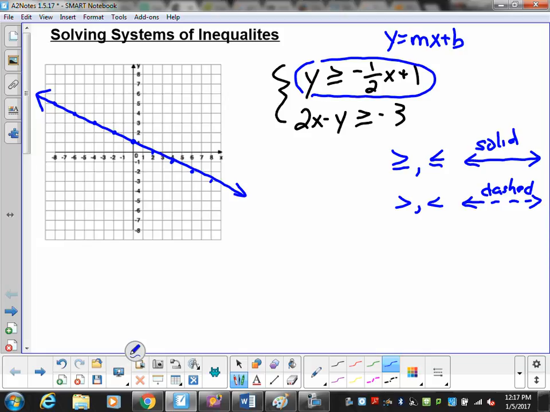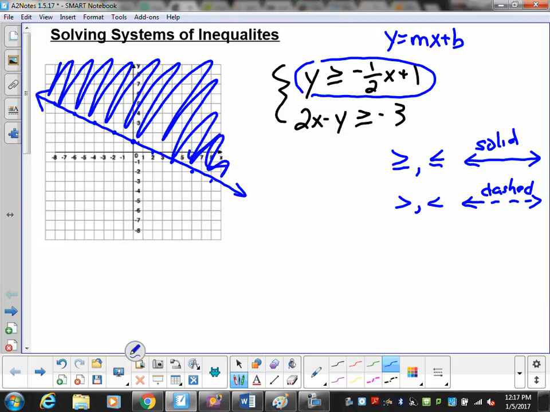The other part is you have to shade up or down. Since our inequality says y is greater than or equal to, greater than means we're going to shade up. And so anything up here in this area that's shaded above this line is considered a solution to that inequality. So anything above that line, that's the first inequality graph. Now, the second inequality, because you have to graph both of them on the same grid.